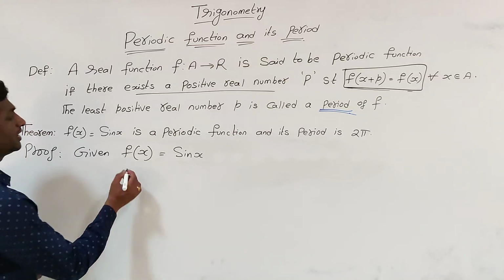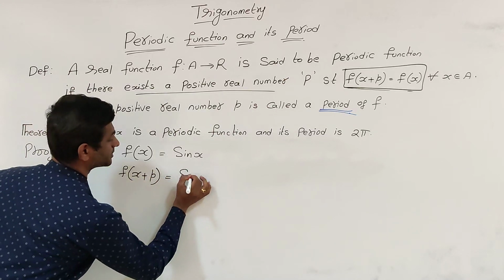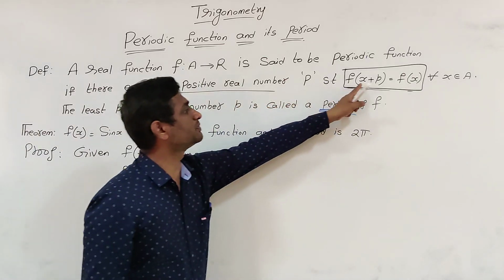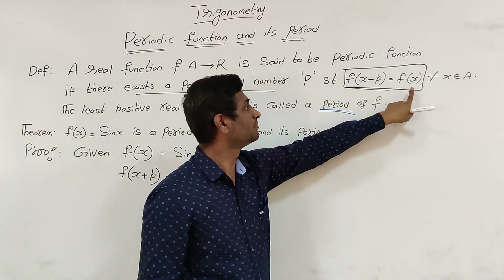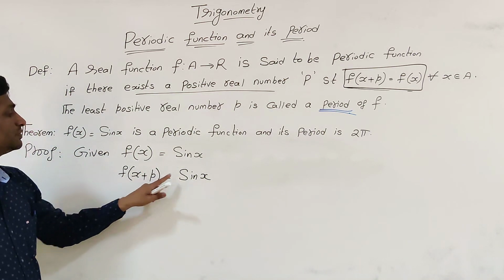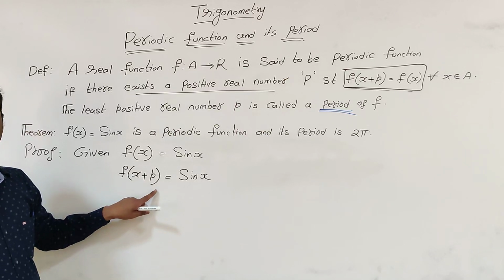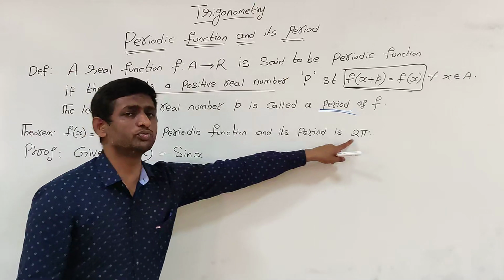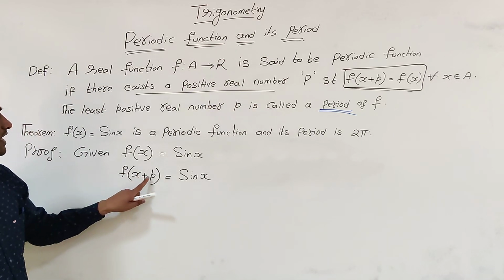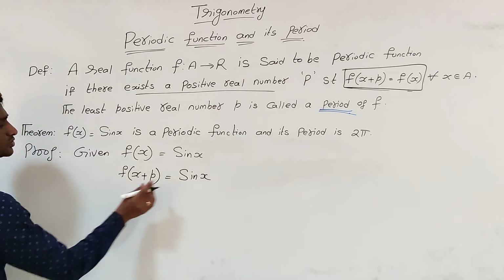Next, we have to show that f of x plus p is also sin x. f of x plus p is equal to f of x, but f of x is given as sin x. Now we have to show that f of x plus p is equal to sin x. Now we have to find out what is p. P is a positive real number and its period is 2 pi, means f of x plus 2 pi is also sin x.